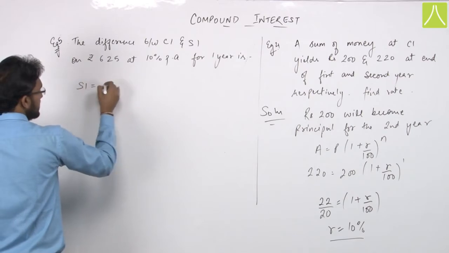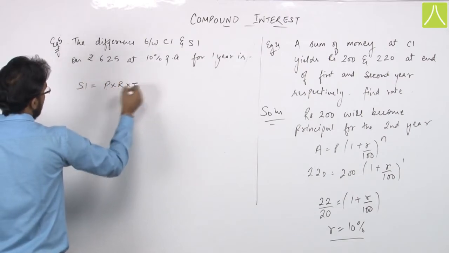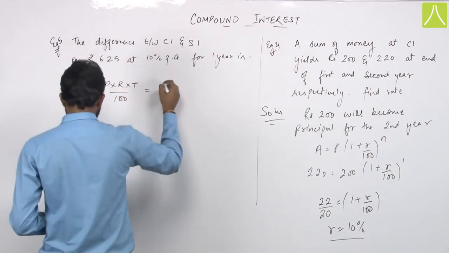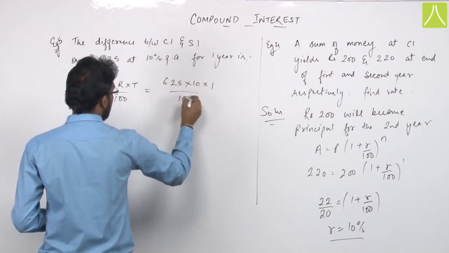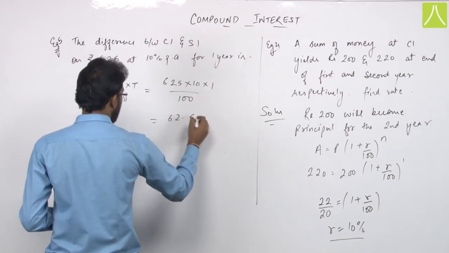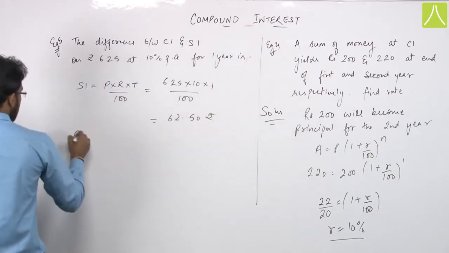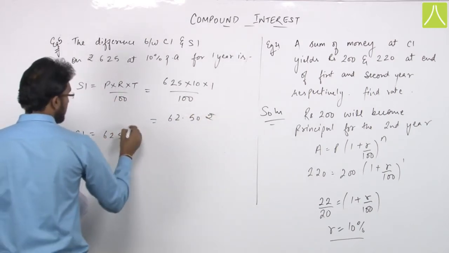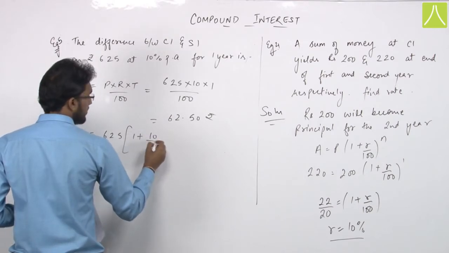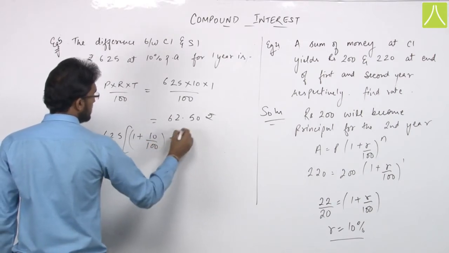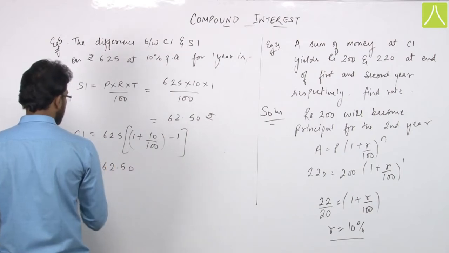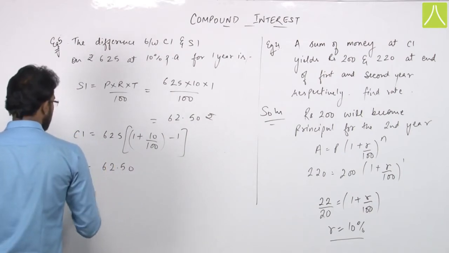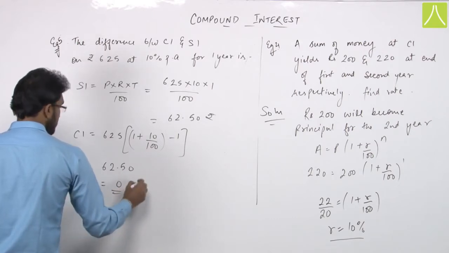So we know that simple interest is equal to principal into rate into time divided by 100. Solving this equation, we get 625 into 10 into 1 divided by 100, which is equal to 62.50. And the compound interest will be 625 into (1 plus rate divided by 100) minus 1. Solving this equation, we get 62.50 also. Hence, the difference between the simple interest and the compound interest will become 0.